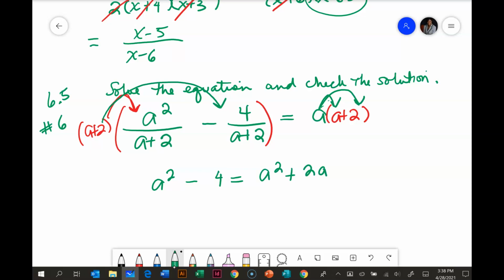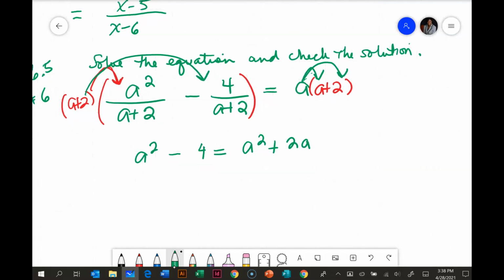Now notice we do have something to the second power, and you're thinking, oh my goodness, we have a quadratic equation forming. But notice both sides have an a squared. So that means when the equation is kind of balanced like that, we can get rid of the a squares. Basically, we're subtracting a squared from both sides. That's nice. That only leaves us with a -4 equals 2a.